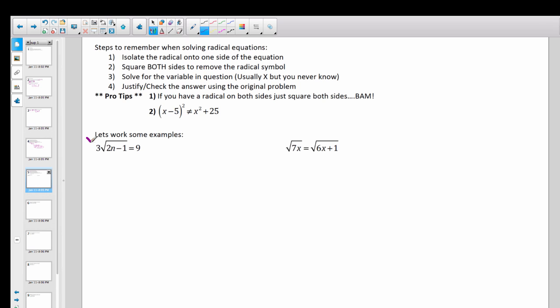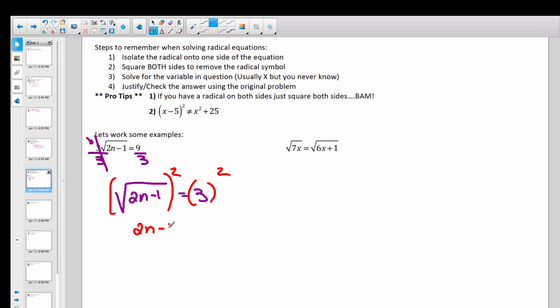Okay, so let's work some examples. This guy right here. I have 3 times a radical equals 9. So let's divide both sides by 3 to try to get this radical all by itself. So I have square root of 2n minus 1 equals 3. I'm ready to go. I've isolated my radical. Let me square it, and let me square the other side. And like I said, whatever's in the radical just pops right out, and this turns out to be 9. Let's solve for n. So 2n is equal to 10, and n therefore is equal to 5.